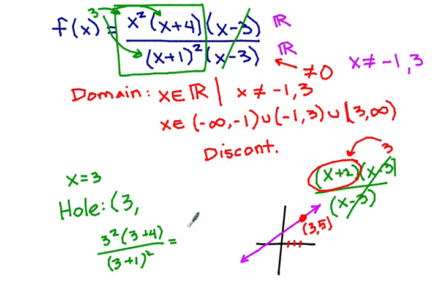So we end up with 9 times 7 over 16, or 4 squared. So we end up with 63 over 16. That becomes our y value. Okay? So there's where the hole is going to be, or roughly 3, 4. Okay? If we're thinking about it for the graphing purposes. Okay, so now you know exactly where the hole is.